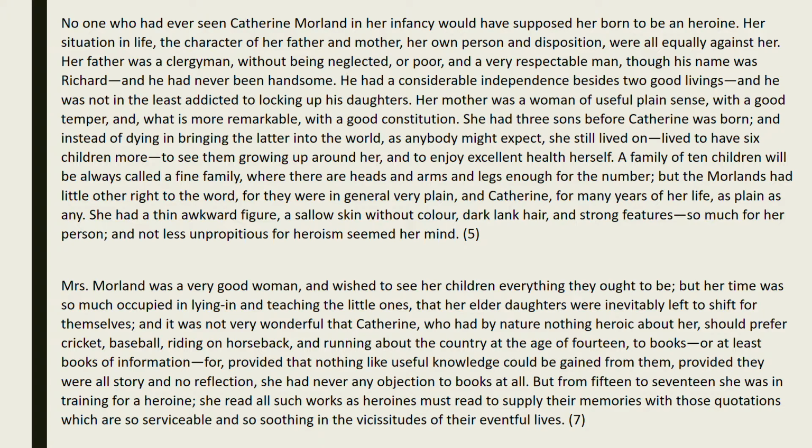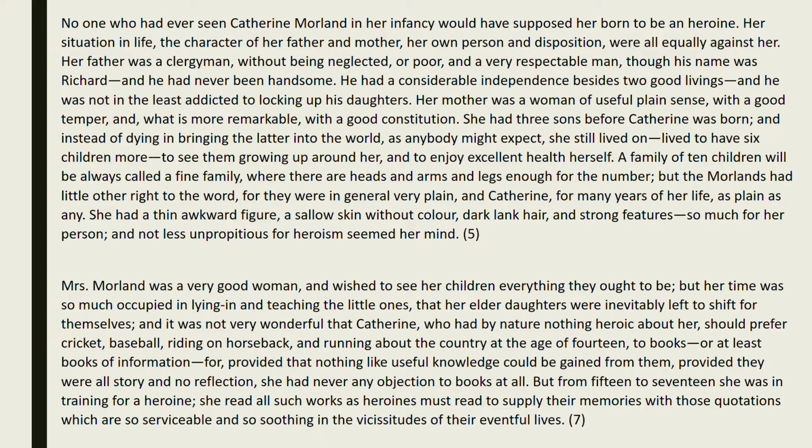He had a considerable independence besides 2 good livings, and he was not in the least addicted to locking up his daughters. Her mother was a woman of useful, plain sense, with a good temper, and what is more remarkable, with a good constitution. She had 3 sons before Catherine was born, and instead of dying and bringing the latter into the world, as anybody might expect, she still lived on, lived to have 6 children more, to see them growing up around her, and to enjoy excellent health herself.